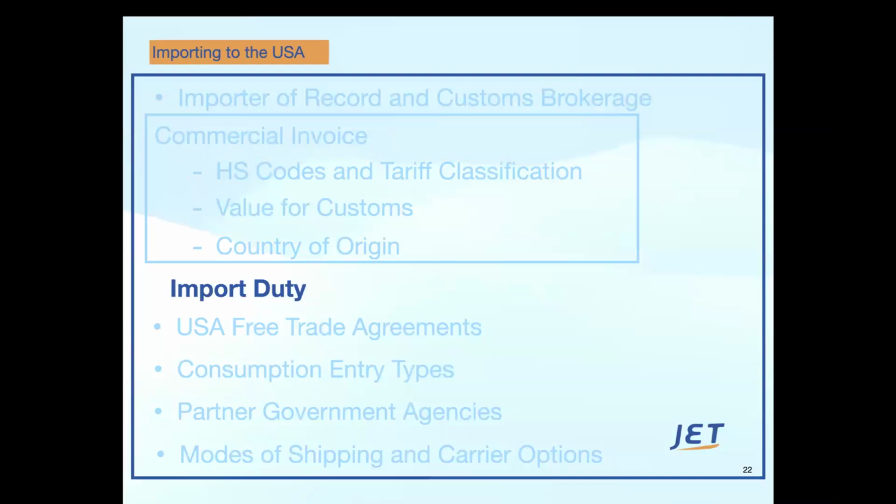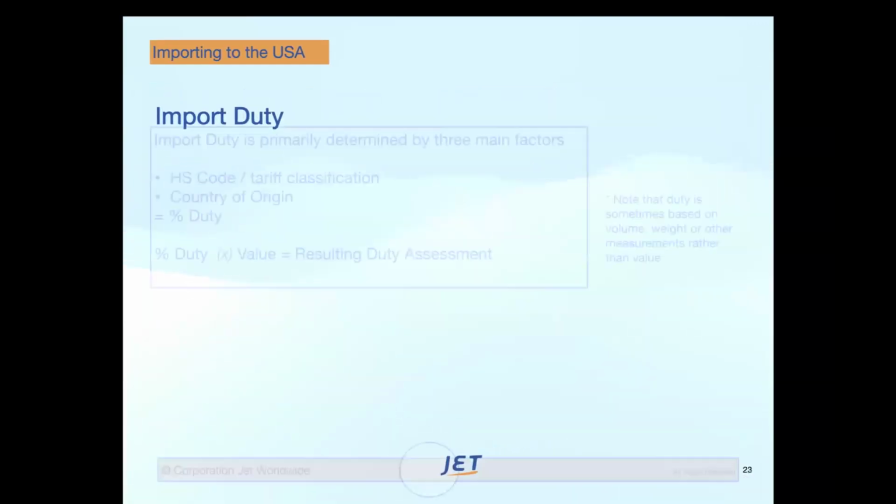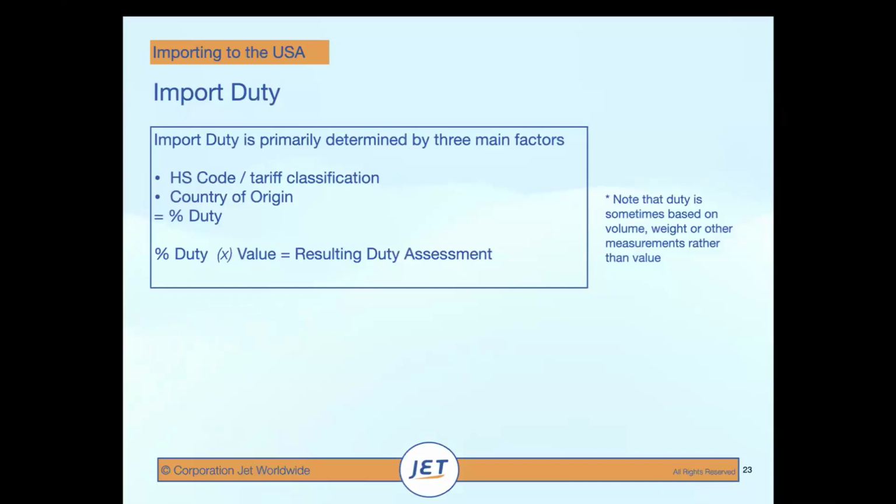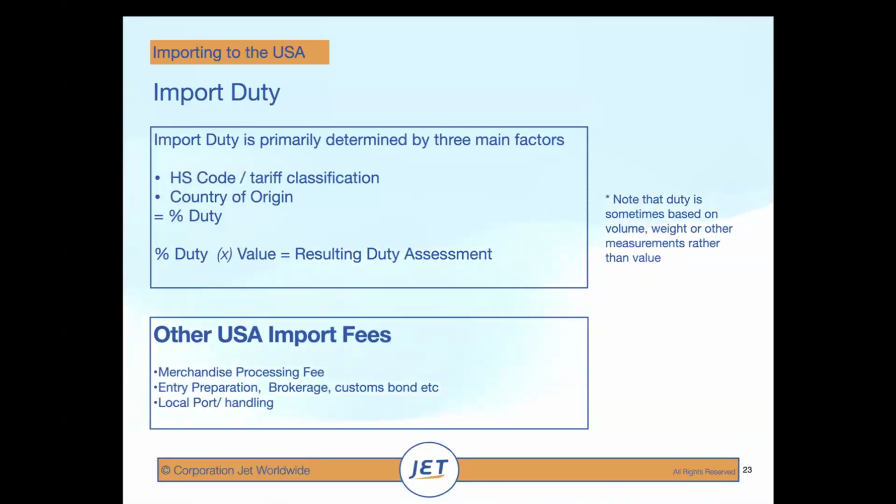Speaking of duty, let's get on to the duty rate. In most cases, import duties are determined by the three main factors we just discussed: tariff classification, or HS code, country of origin, and value. In most cases, tariff classification and country of origin determine the percentage to apply to the value for duty. Keep in mind that duty is just one of many potential import fees. Duty-free does not mean free of other import fees. You have merchandise processing fee, if it's a formal entry preparation, brokerage fee, customs bond, not to mention local handling, local pickup, and things like that.